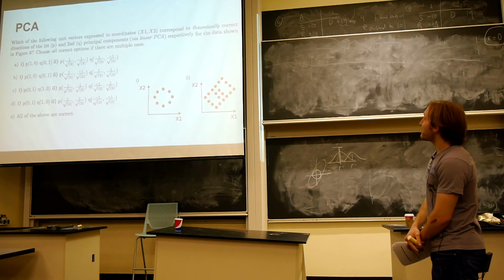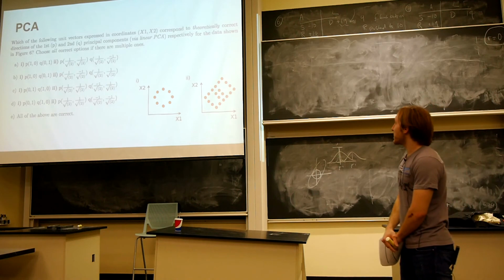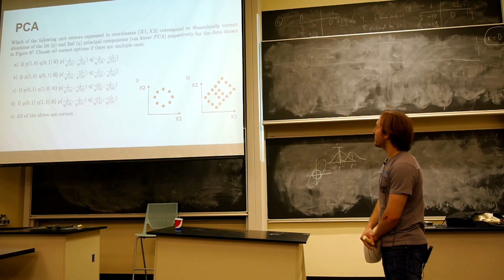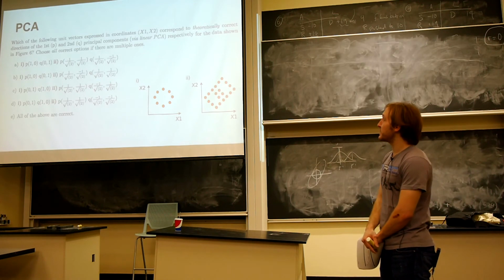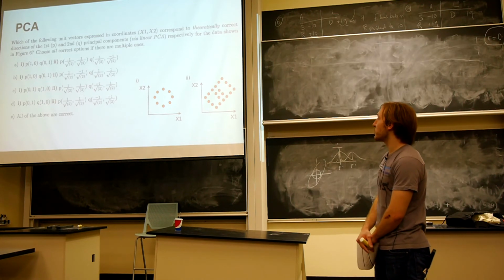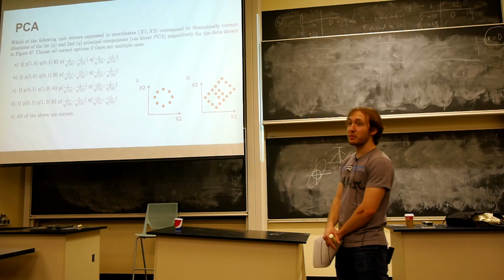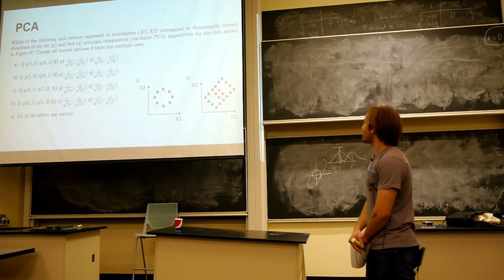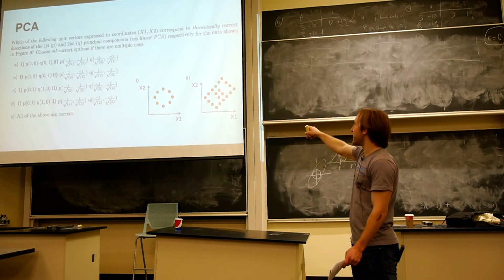Which of the following unit vectors expressed in coordinates x1, x2 correspond to correct directions of the first, which we'll call P, and the second, which we'll call Q, principal components via a linear PCA, so not kernelized, respectively for each of these two data sets?